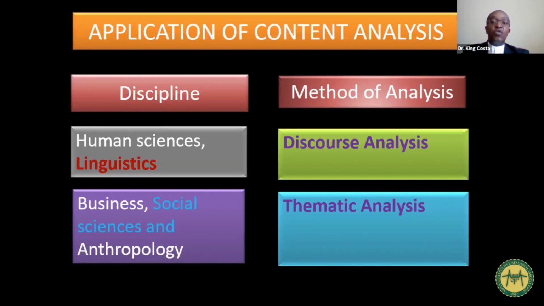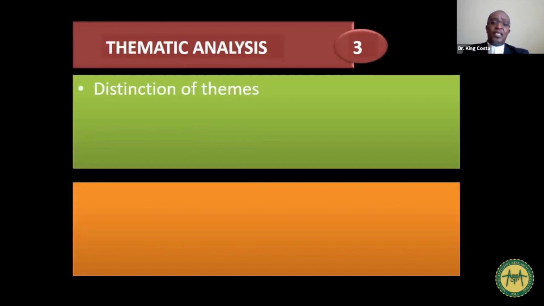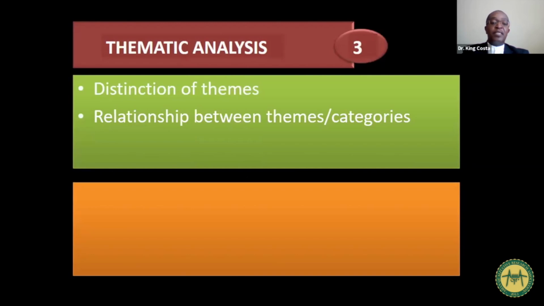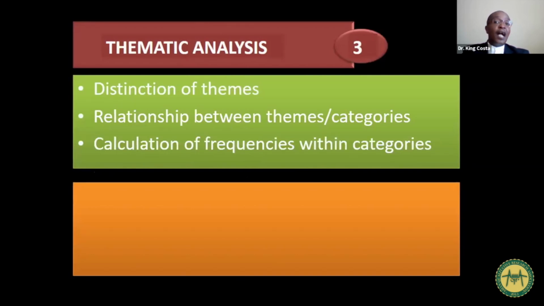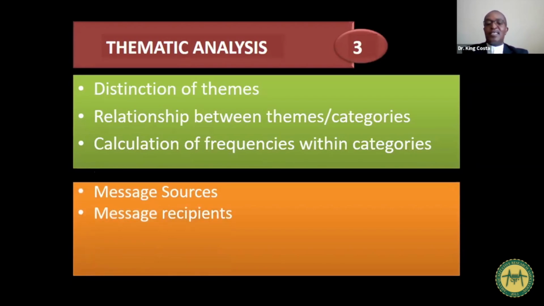The systematic guide to qualitative research within the Costa framework is hinged upon thematic analysis. So thematic analysis looks at distinctions of themes, the relationship between these themes, and calculation of frequencies within these categories to understand the magnitude, the impact, the breadth, and the depth of the phenomenon that we're talking about, right? And also what is critical in thematic analysis is the sources of these messages. And also, these messages are sent to particular recipients, and their responses to these messages. But what are the purposes of the messages as well?